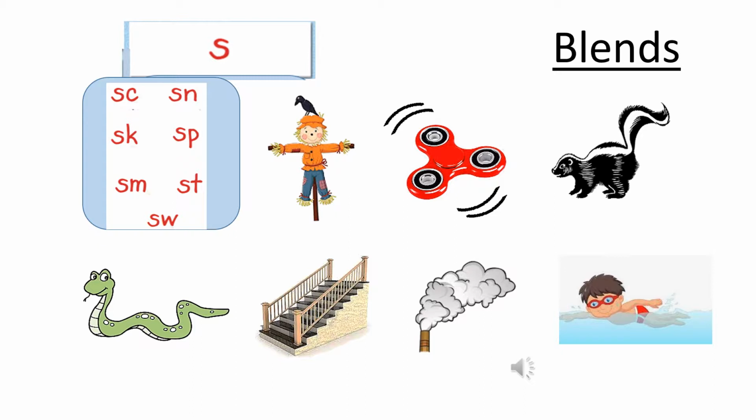So here is a picture of 7 different things. And we have 7 different S blends. When I say the name of the picture, you try to hear which one of the blends matches the picture. Scarecrow. Spinner. Skunk. Snake. Stairs. Smoke. Swim. Now let's see if you were able to identify the S blends with the pictures.